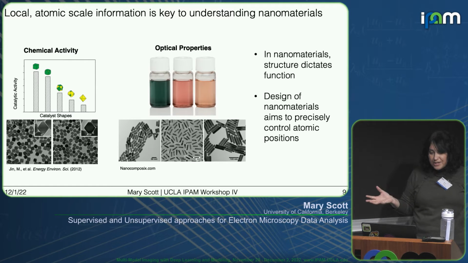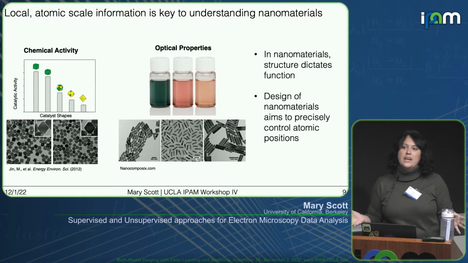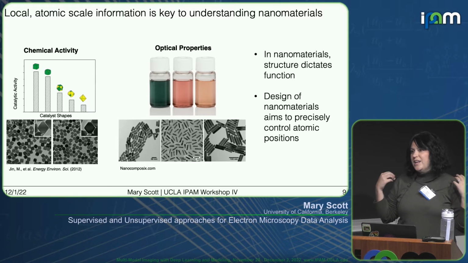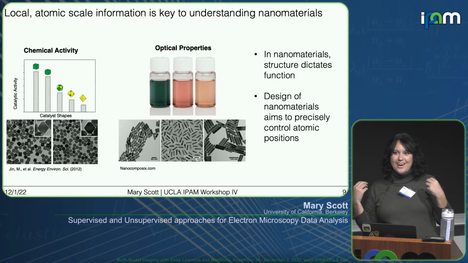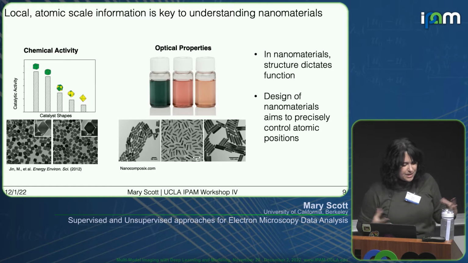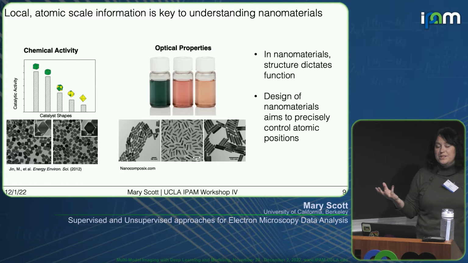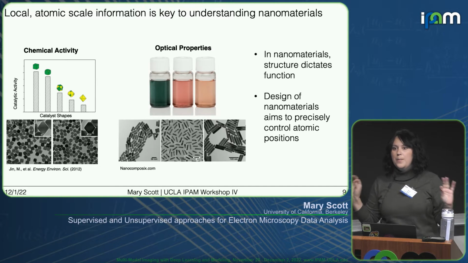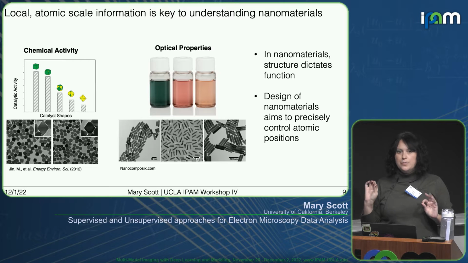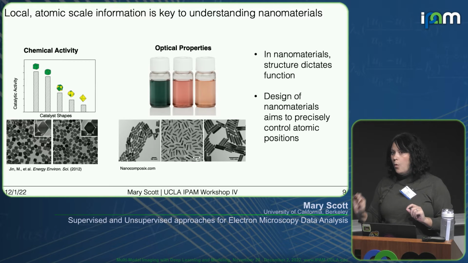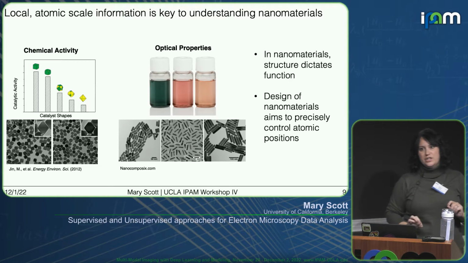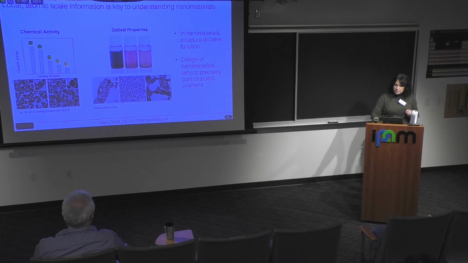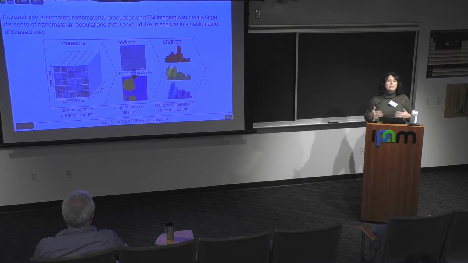And additionally, we also have the problem of heterogeneity in nanomaterials. Unlike in the field of biology, in inorganic materials, every nanoparticle will essentially be unique. And this can make it really hard to look at a broad population of nanomaterials and pinpoint what structural motifs are actually important for that optimized functionality. And so this is really the motivation for high throughput electron microscopy.